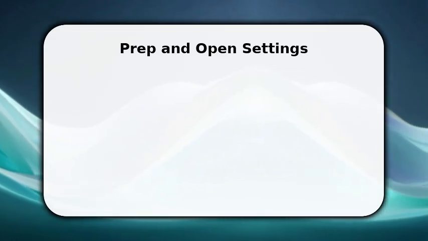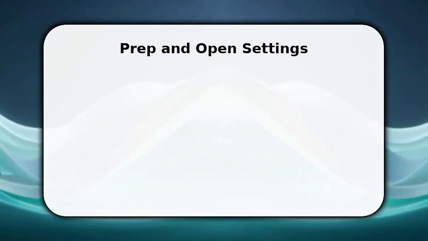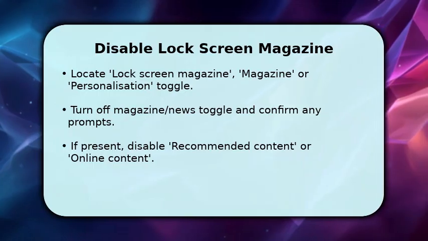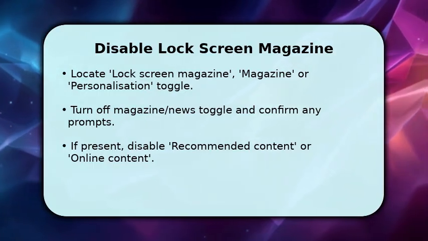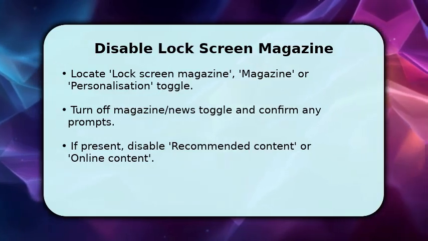You now remove the magazine by finding the exact toggle. In Lock Screen settings, tap Lock Screen Magazine or Personalization. If you see Magazine, open it. Flip the main toggle off and accept any confirmation. This stops automatic image and article updates.